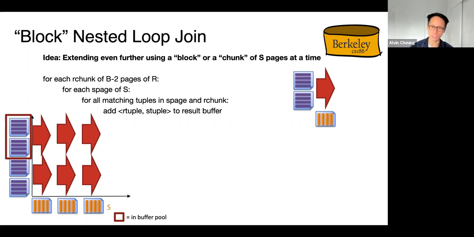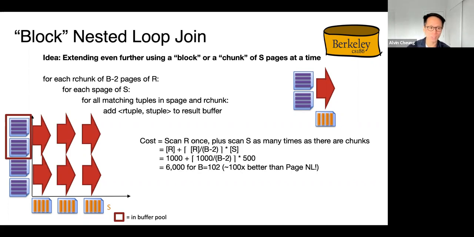So what is the cost associated with this block nested loop join algorithm? Again, we need to scan R once, because we need to load in all these pages, although here we're going to load in multiple pages of R at a time. For every block of pages that we load into memory, we need to scan S against that. So the cost is the cost of scanning R once, square bracket of R, plus the number of blocks of R, which is the total number of pages of R divided by the number of pages we can load at a time, B minus 2.